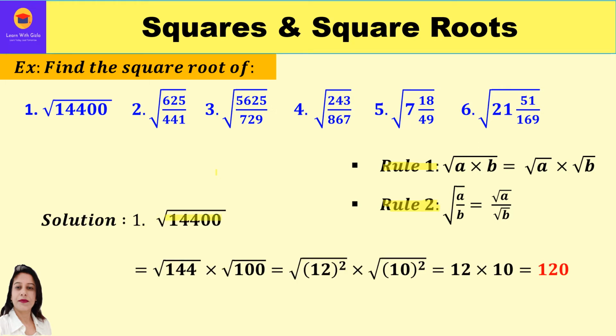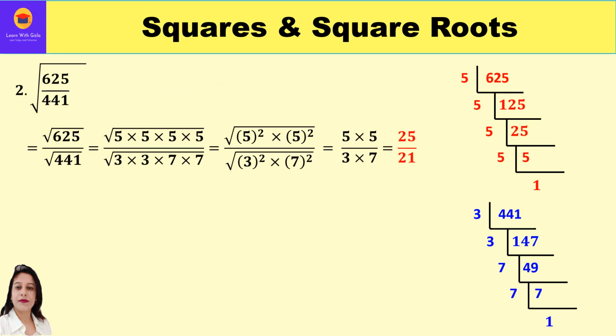Root of 14,400. So we are going to use rule 1 over here, and we are going to split it into two parts, right? So root of 144 into root of 100. Both are perfect square numbers. We know that 144 is 12 square, so we can write root of 12 square. 100 is 10 square, so we can write root of 10 square. Further, take out one of the factors, so 12 into 10, and find its product. It is 120. So we can say the square root of 14,400 is 120.